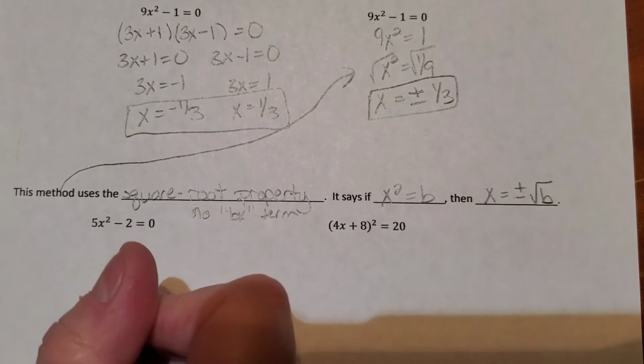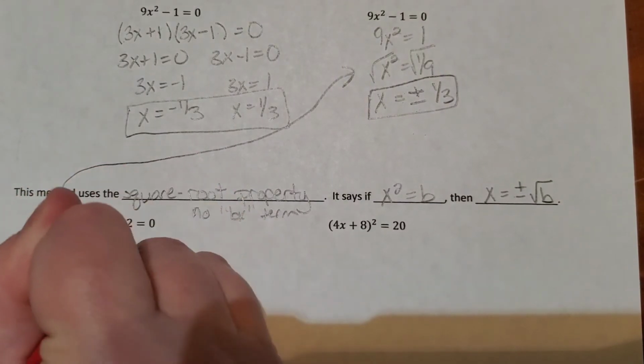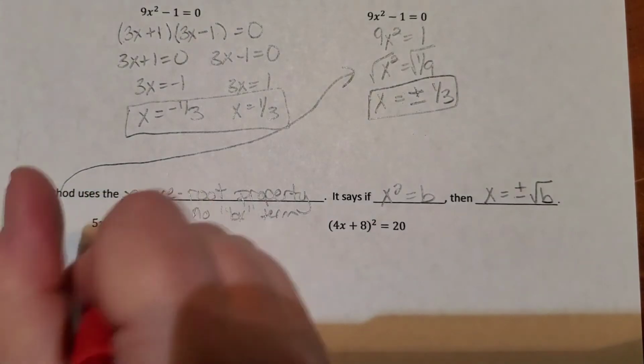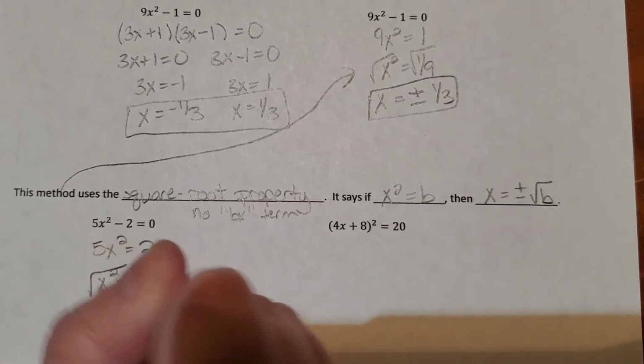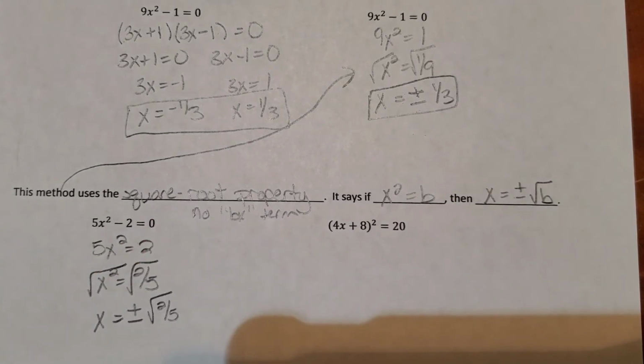So here's another example. Again, we want to isolate the x squared. So we move the 2 over and divide by the 5. And then we can take the square root of both sides. And so when we do, we get x is equal to plus or minus the square root of 2/5. Now, those are your exact answers. This is as precise as your answer can get. If you wanted to know what that was approximately equal to, you could put it in your calculator and get a decimal approximation. But this is your exact answer.